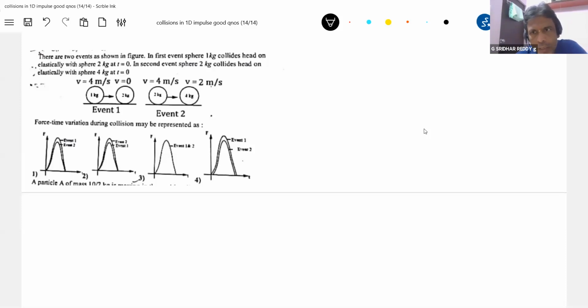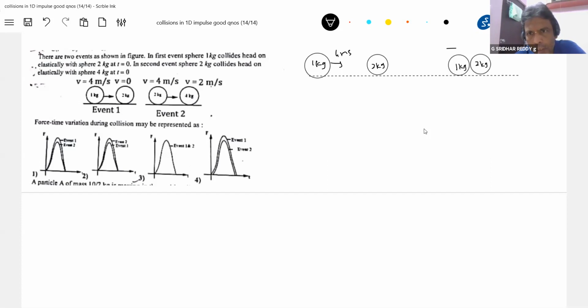So again, we are going back to the basics of collision, nothing big. Let's take the first event. What actually happens in the first event? There's a 1 kg block. This is an advanced question asked in JEE Advanced. And this is a 2 kg block at rest, no? They'll collide, and at maximum compression, at maximum deformation, both will have a common velocity.